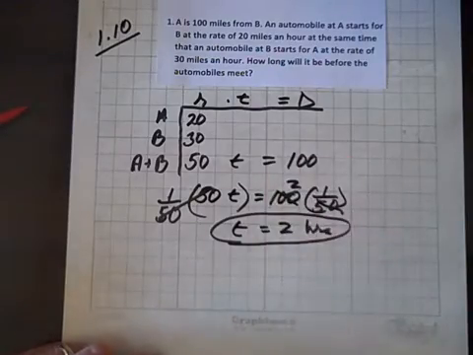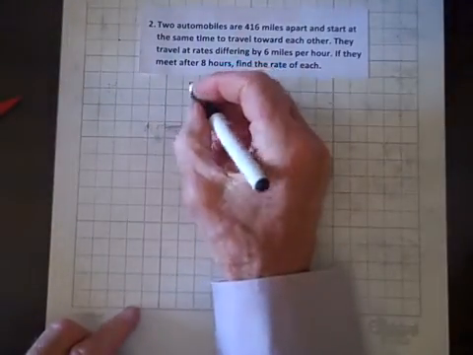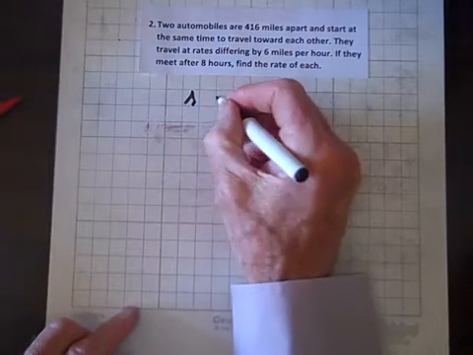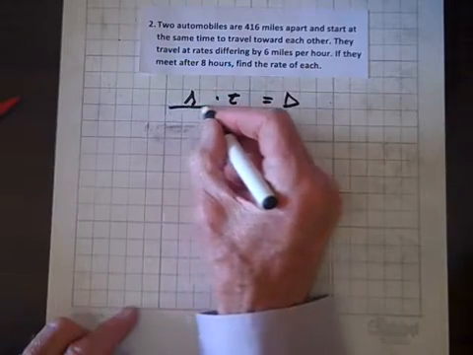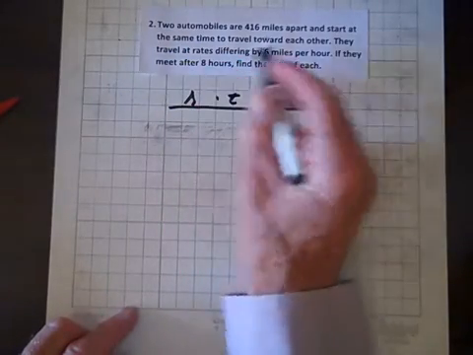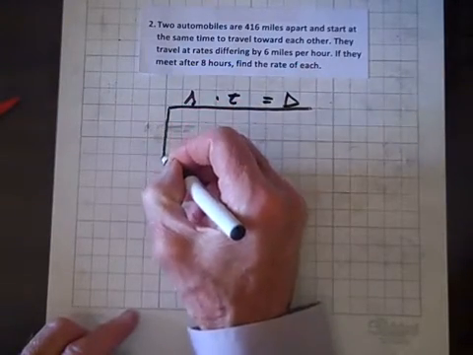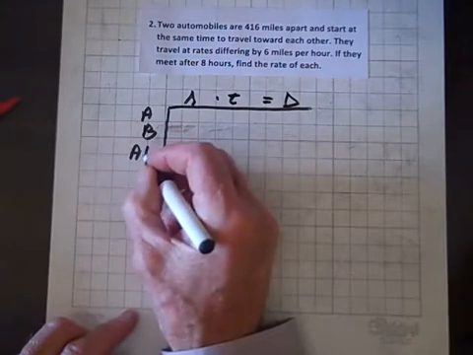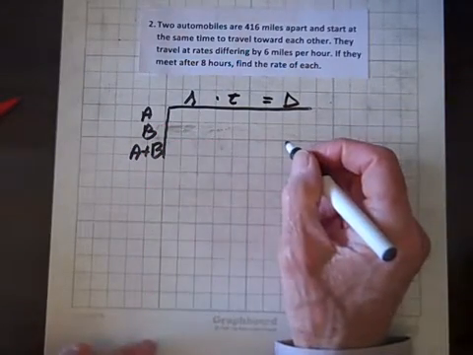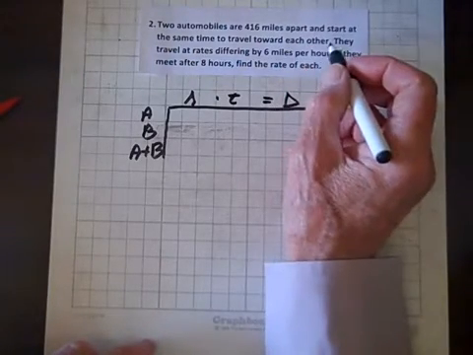Now, we have another one of these. And here it is, and we'll do the distance, rate, time formula. So rate times time equals distance. And this time, two automobiles are 416 miles apart. Well, let's call these A, B, and A plus B. And they start at the same time to travel towards each other.